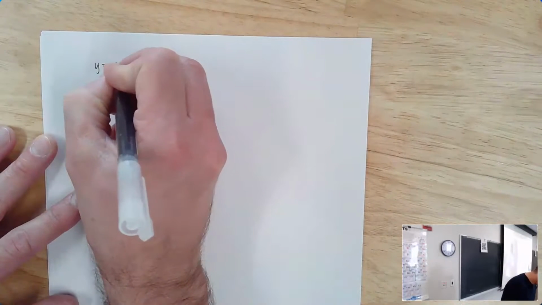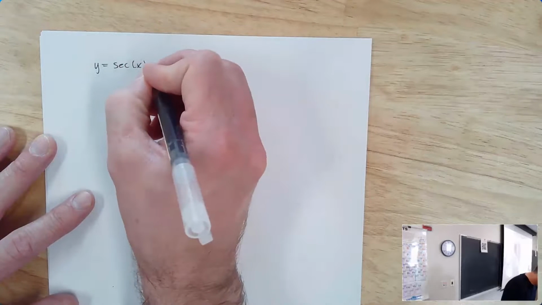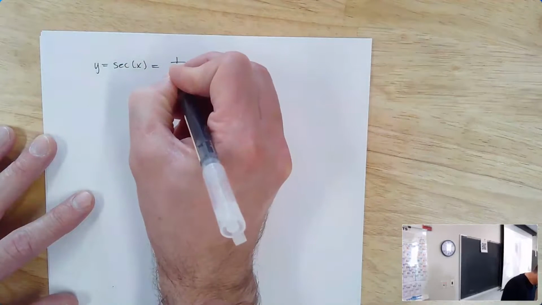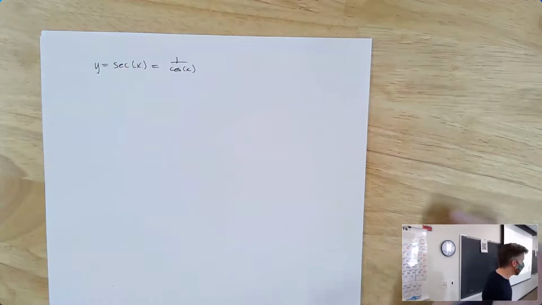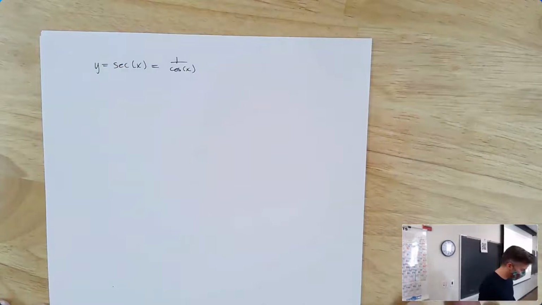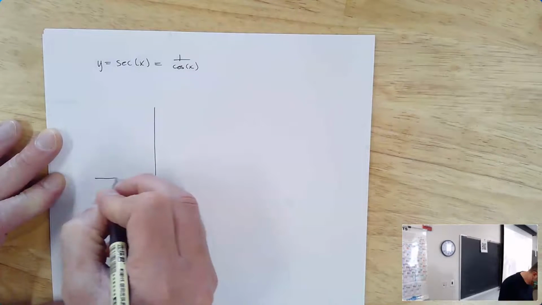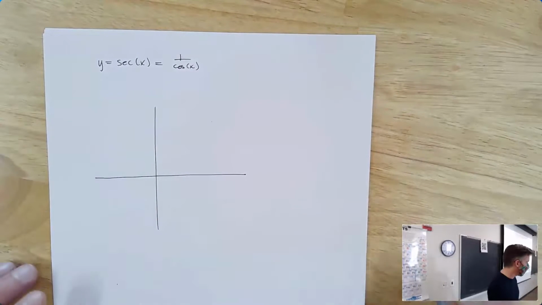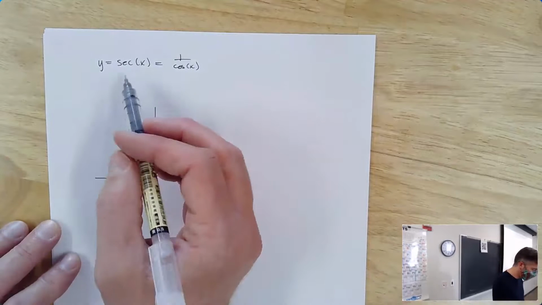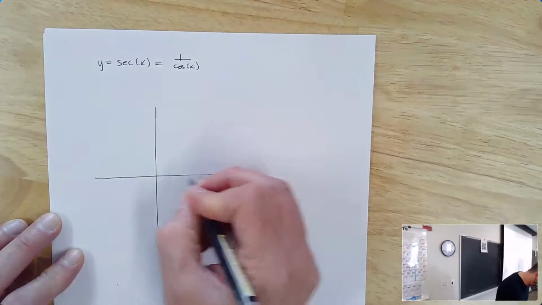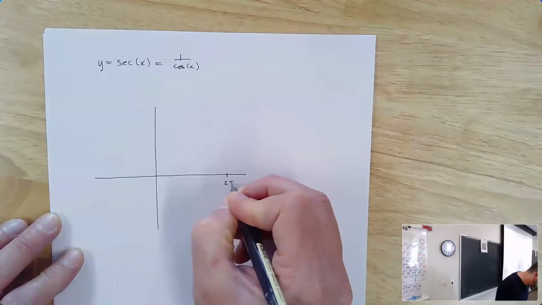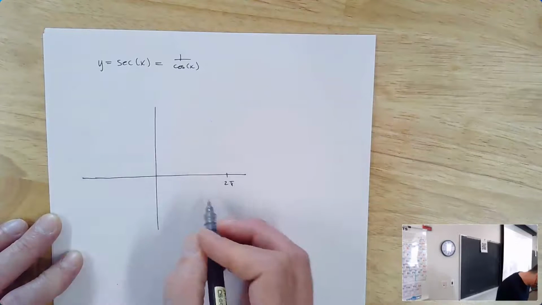So if I ever have to graph secant of x, I remind myself that it's 1 over cosine. And what I really do is I actually think about what cosine is going to do first. So here's my method that I think works great for graphing secant. Graph cosine. So let's go 2 pi in this direction.